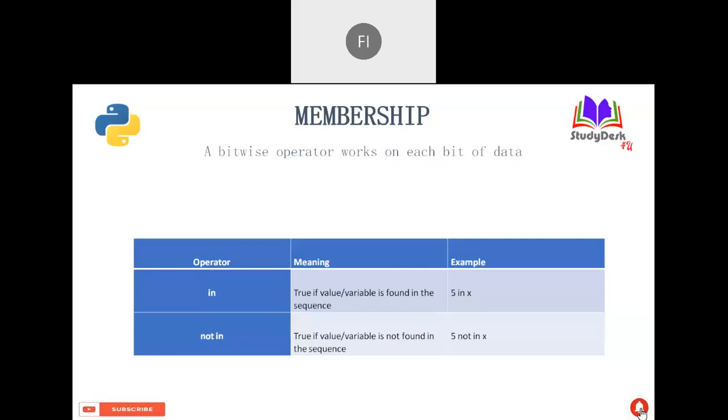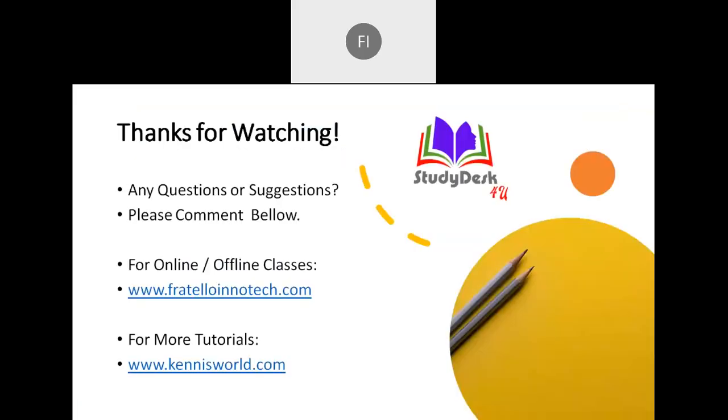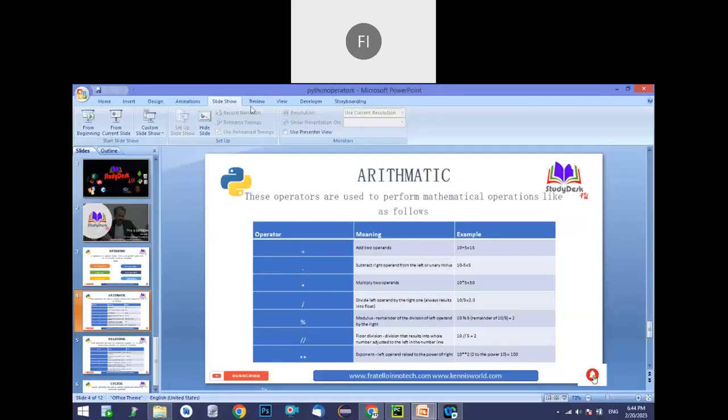For example, if 5 in x is there, that means if 5 is there in x, then it returns true. If not in x, then it returns false. Likewise, I can write x is y. If x is y, meaning both are the same instance, then it will return true. Otherwise, it will return false. That is how all the operators return true or false values when we use them. So these are the different operators we have in Python.